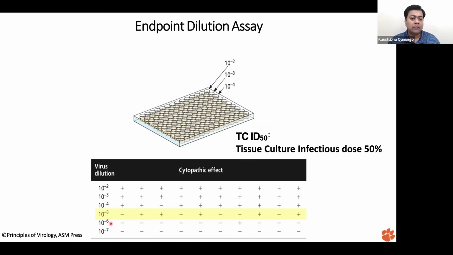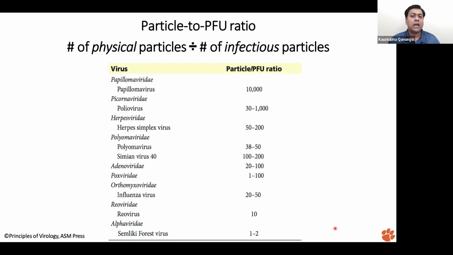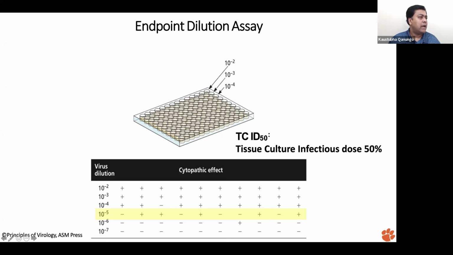And you can see that right here, almost you do not see any cytopathic effect, not in the 10 to the power -7. On the other hand, you see cytopathic effect in all the cells. So here you are just measuring which concentration of the virus can infect 50% of cells in the culture. So we will stop on this one, and we will talk about this particle to PFU ratio that we have talked about before.